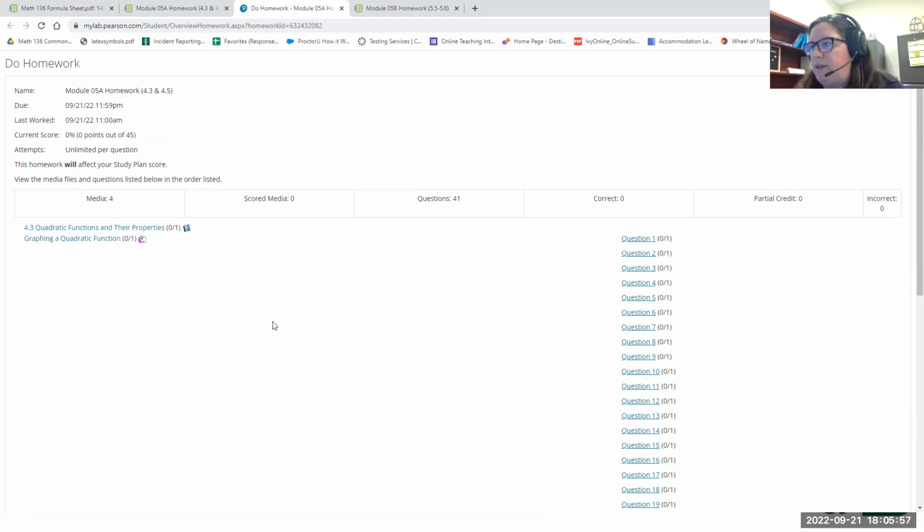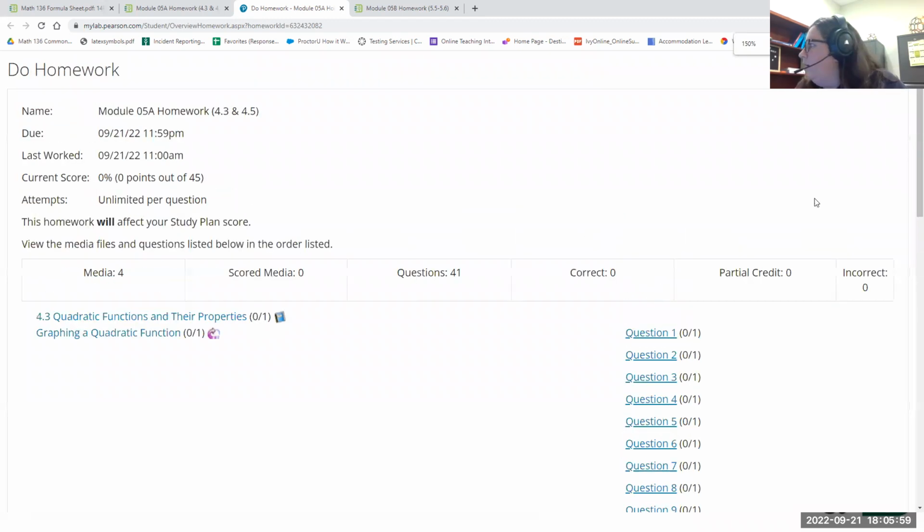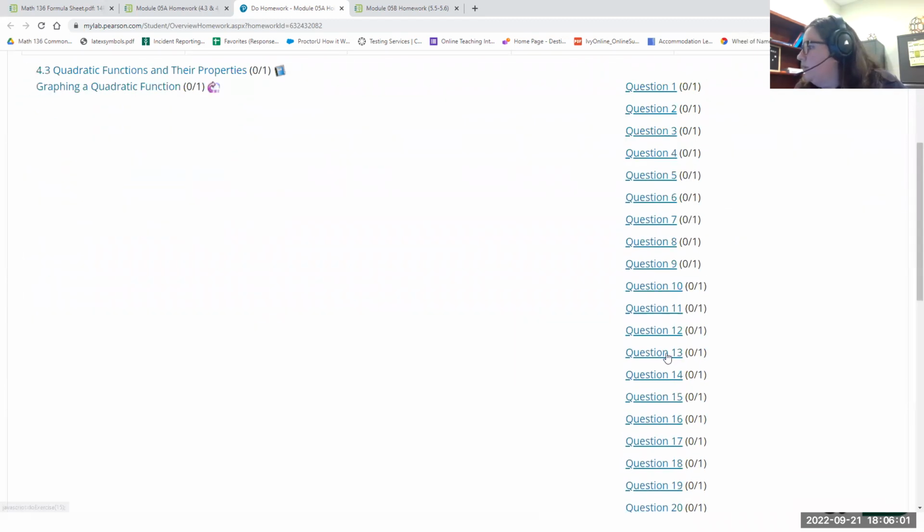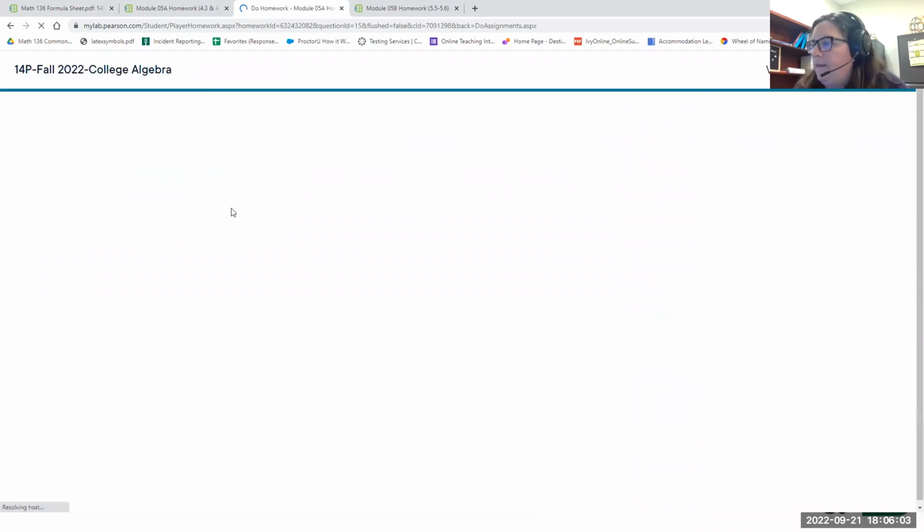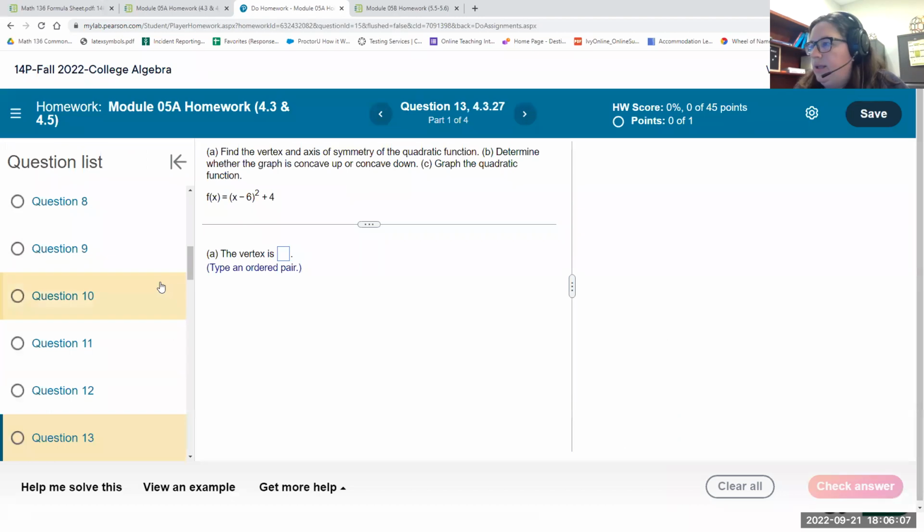But we're going to look at some specific questions, starting with the 5A homework. Starting with number 13 here. This is a graph. We're given this quadratic equation and we're looking for the vertex, the axis of symmetry, the concavity of the graph, and then using a graphing tool.